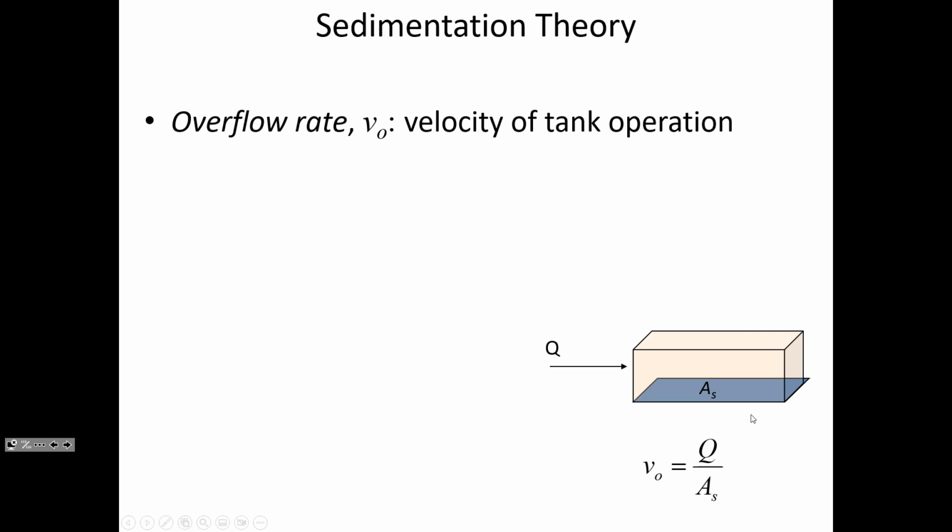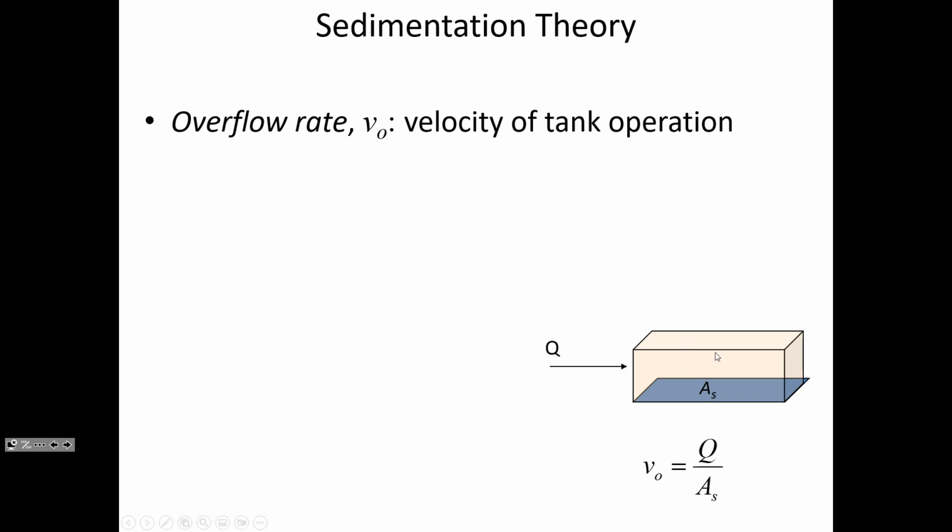There's a parameter that is a little bit counterintuitive, the overflow rate. And it has units of velocity. If you think about the units here, Q is cubic meters per second, and area is square meters. And so the overflow rate has units of velocity, so meters per second. But you have to be really careful in which area you use. It's the bottom area of the tank, which is counterintuitive because you might think if we're calculating a velocity, we'd need to know the cross-sectional velocity that the water is actually passing through.